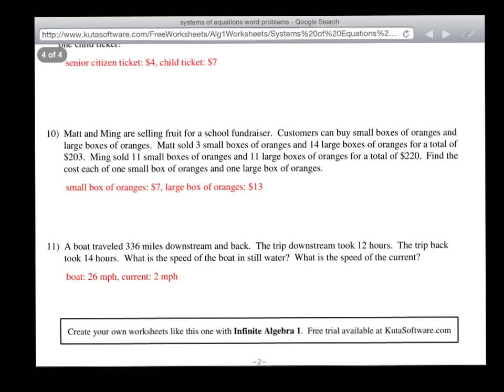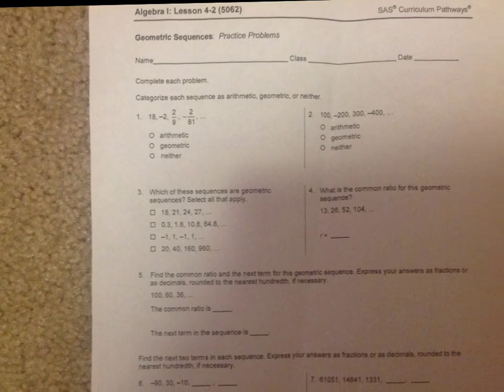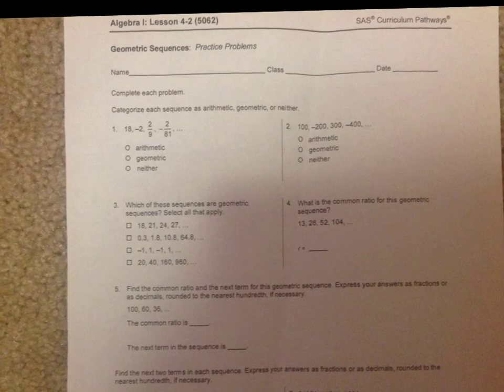Now I'm going to move on to the homework. Okay, guys. If you remember, we learned about geometric sequences, and you also learned about arithmetic sequences, geometric, or neither. Now, if you remember, arithmetic sequences means that we're adding. Geometric means that we are multiplying. Number 1, decide if this is arithmetic, geometric, or neither.